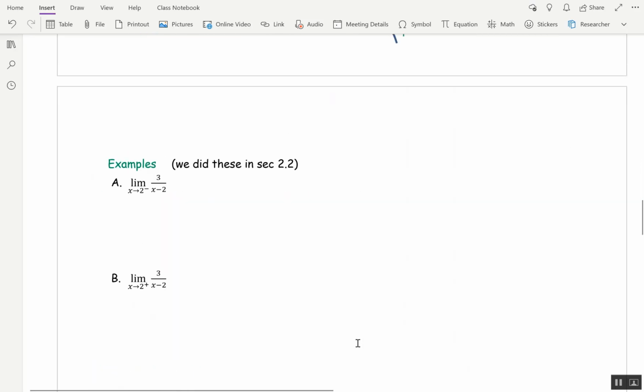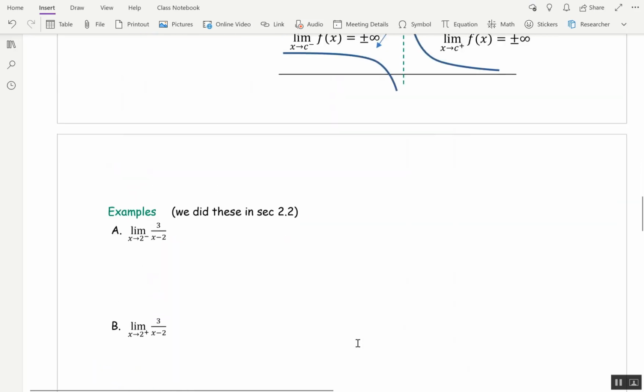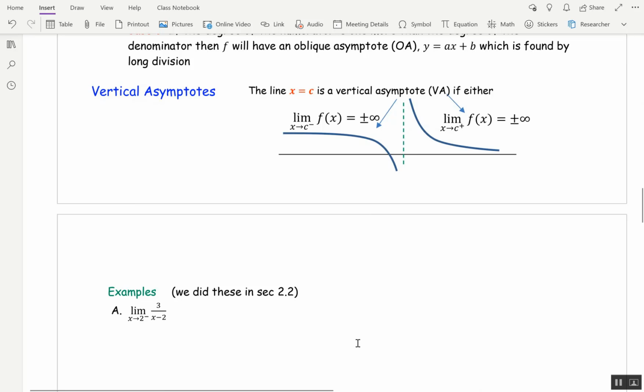Here we go. We did these types of examples in section 2.2, and this type of example was the behavior of a vertical asymptote. So as you approach a number on the x-axis from the left or the right, the function either blows up or it blows down, or it might blow down on either side, or it might blow up on either side. So these are easy problems, and we may as well just do these and get them out of the way. Here we go.